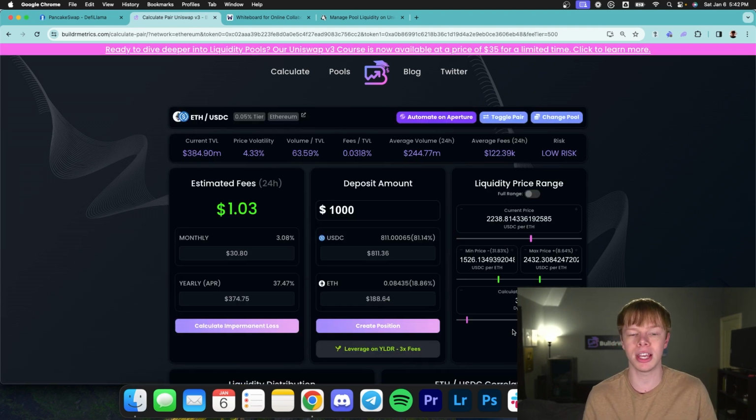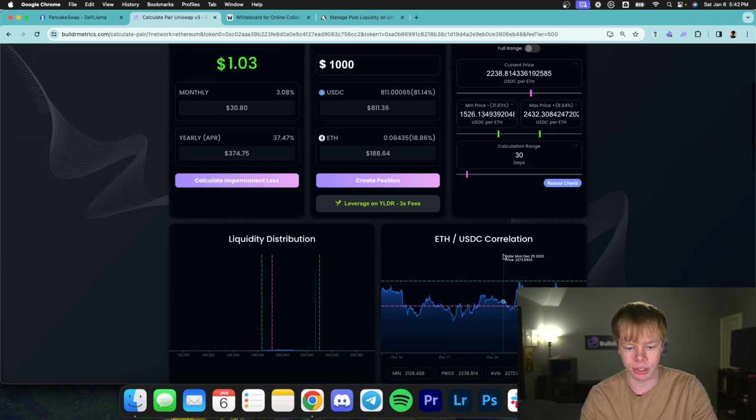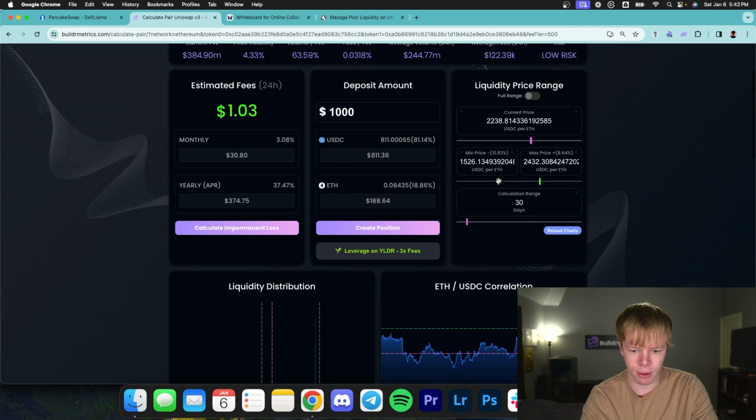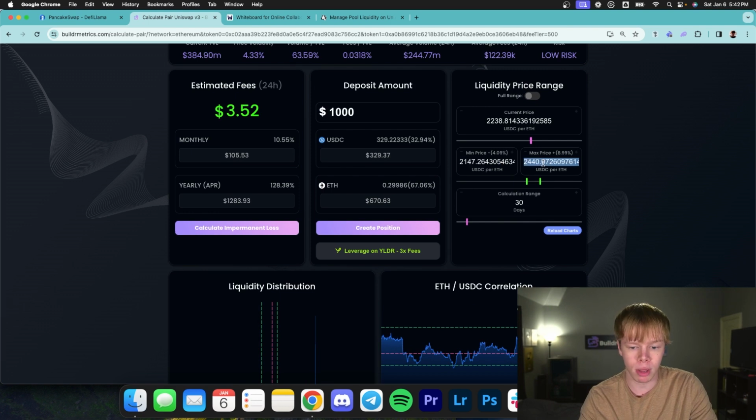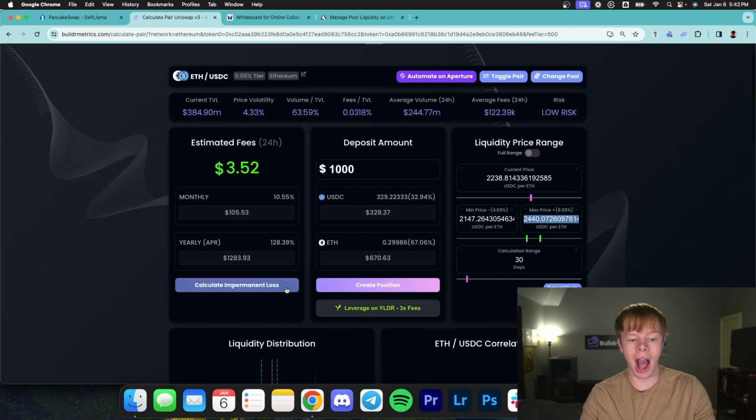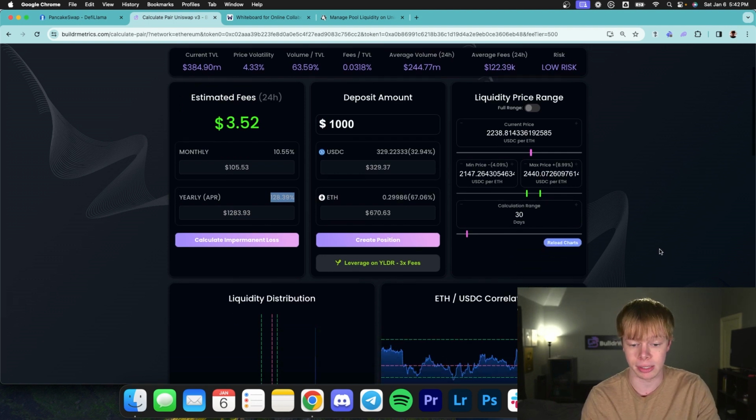And granted, nothing is 100% passive, but at the same time, having a broader range is going to allow it to be more passive than having a much tighter range. So if we look at Ethereum to USDC over here, if I had a range of roughly, let's just say 2150 USDC per Ethereum to something like 2440 USDC per Ethereum, I'm getting 130% APR on this liquidity pool. And granted, once again, there is that impermanent loss risk that is attached.